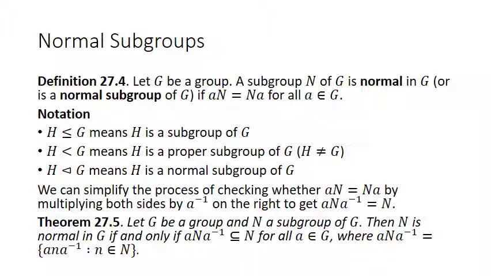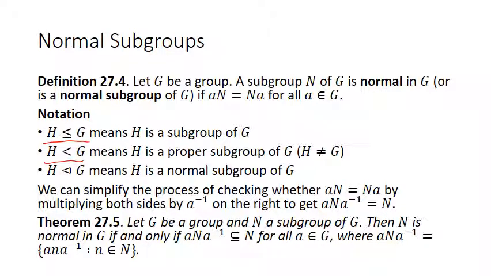Okay, so there's some notation associated with this, and I think this notation makes more sense if you also know the notation for a subgroup. So we had not been using this notation previously, but this is a notation that exists for subgroups. So this H less than or equal to G actually stands for H is a subgroup of G, and then just using the less than symbol, that means H is a proper subgroup of G.